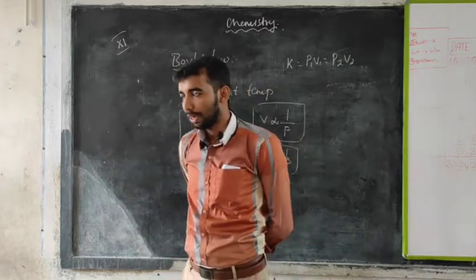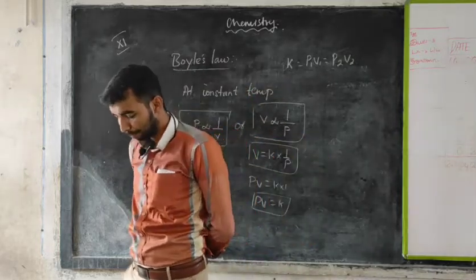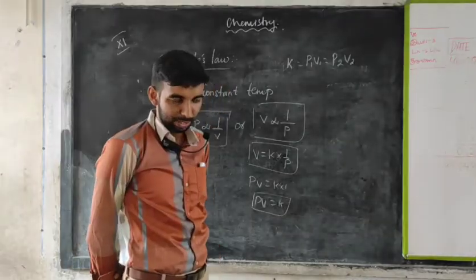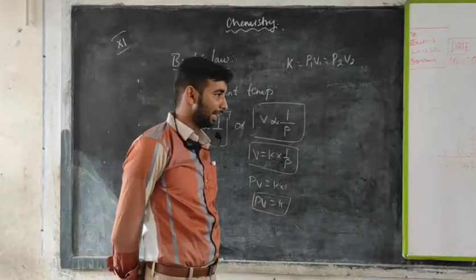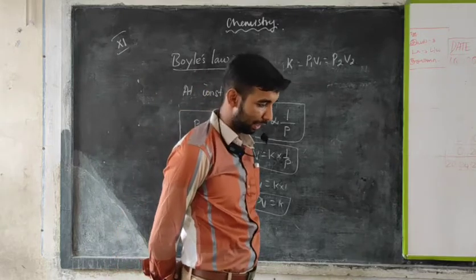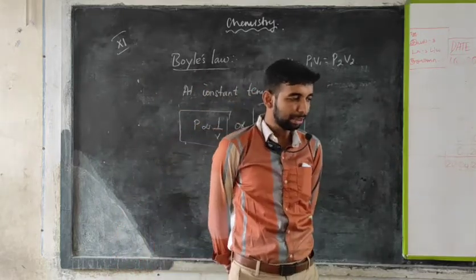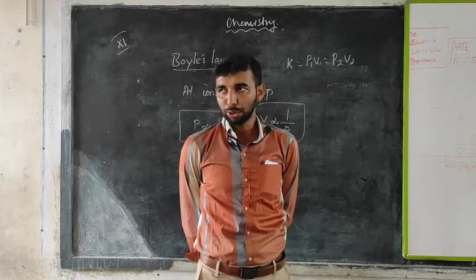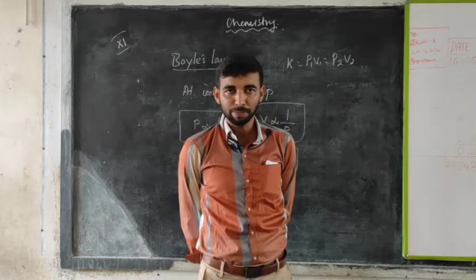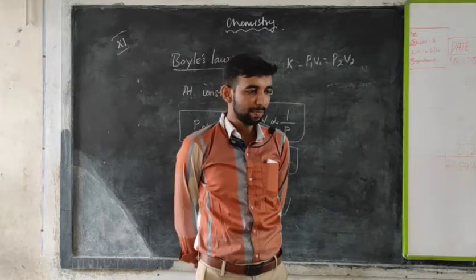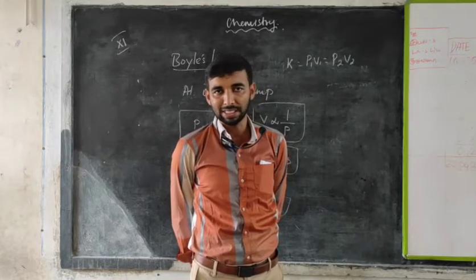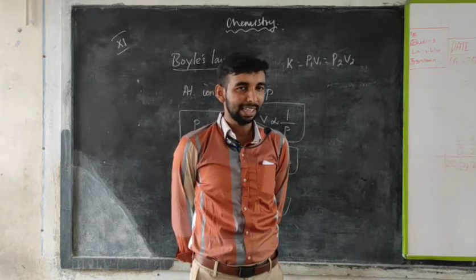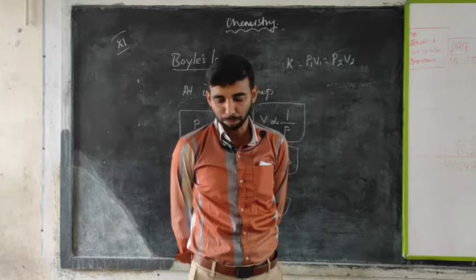If you apply pressure on the gas which is in a container, the volume of the gas will be halved. Due to the pressure, the particles get closer to each other and move very fast in the container. So in that case, the pressure of the gas will be doubled.